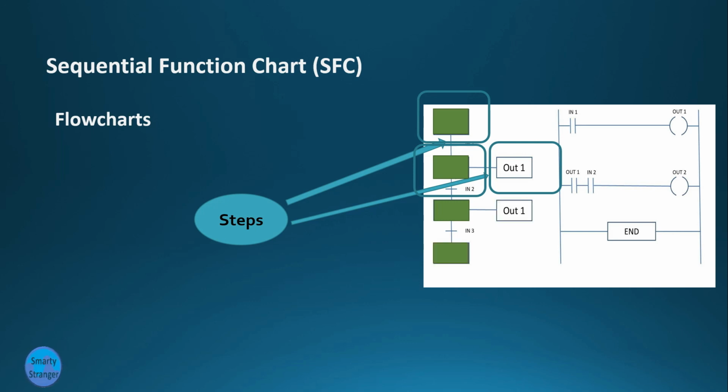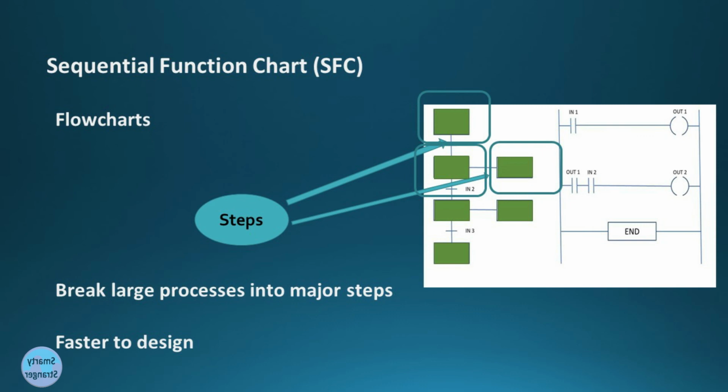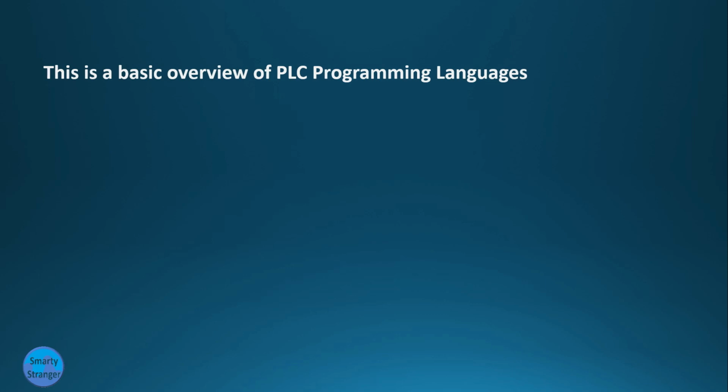Transitions are the instructions that you use to move from one step to another step by setting conditions of true or false. Unlike traditional flow charts, the sequential function charts can have multiple paths. You can use branches to initiate multiple steps at one time. The advantage of using the sequential function chart is that you can break large processes into major steps. It can be faster to design and write the logic due to the ability to use repeated executions of individual pieces of logic. So guys, this is a basic overview of PLC programming languages.